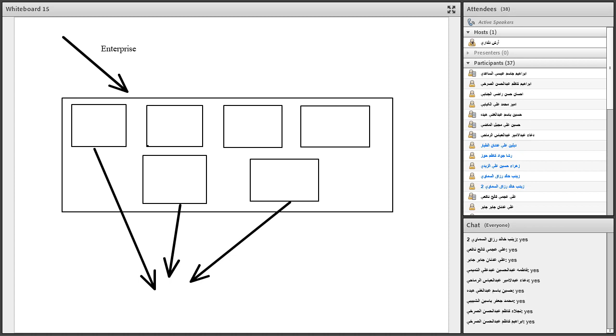So, the large box is the enterprise, and the small boxes within the large box can be considered as the components of the enterprise.